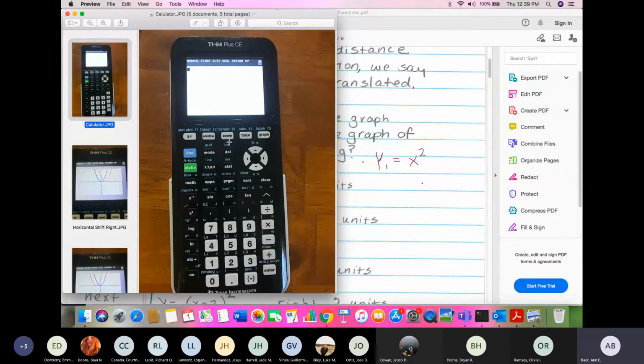So what happens to the parent function? Where did the new graph go? Did it go left, right, up, or down? The parent function is the one that got graphed first. It's the parabola sitting on the origin, opening up. Where did the new graph go? So if you had to move the parent function graph, how would you move it? Left, right, up, or down? Can anybody tell me? How would you move it?